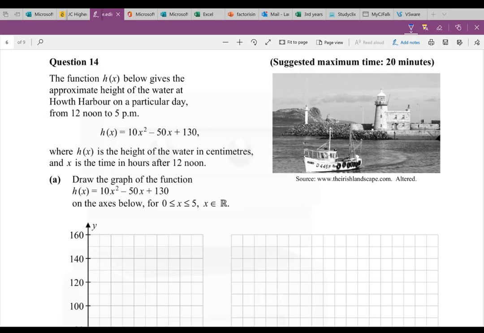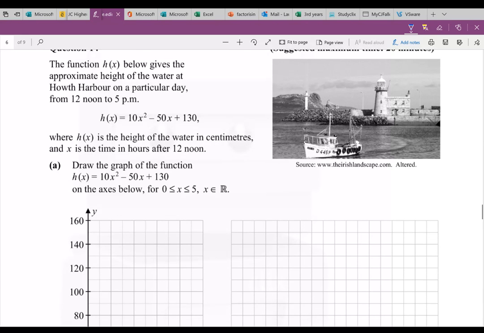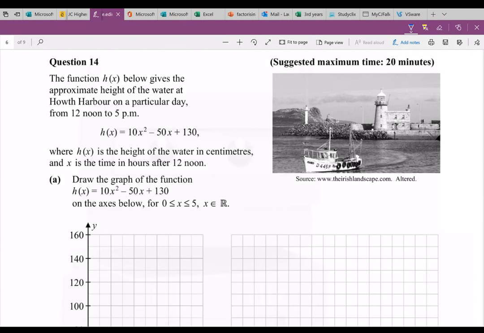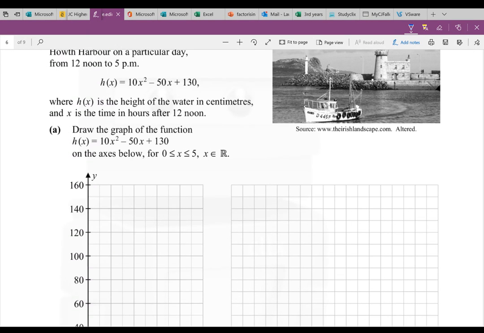Okay, so this video just recaps some algebra functions. The function h(x) gives the approximate height of the water at Hoth Harbour on a particular day. Now, remember that f(x) or h(x) or g(x) all effectively just mean y. So h(x), y, is equal to 10x squared minus 50x plus 130, where h is the height of the water in centimetres and x is the time in hours after 12 noon.